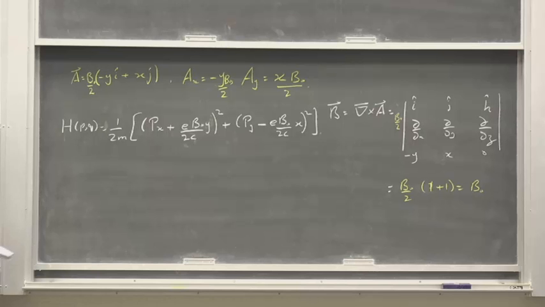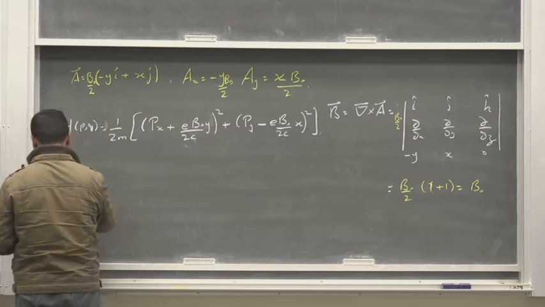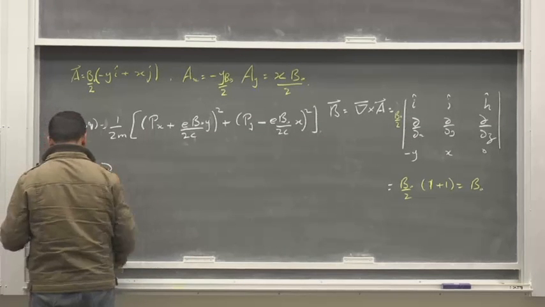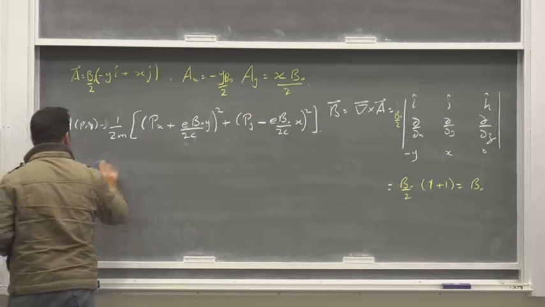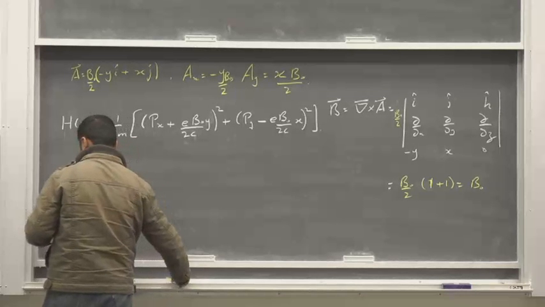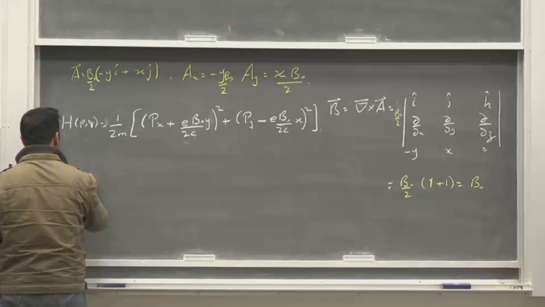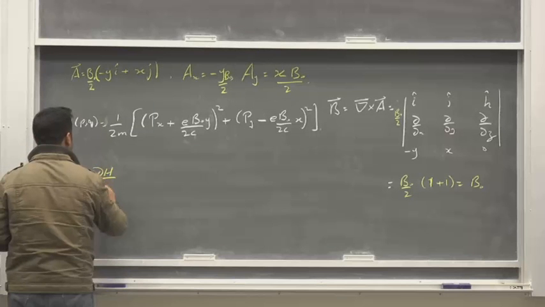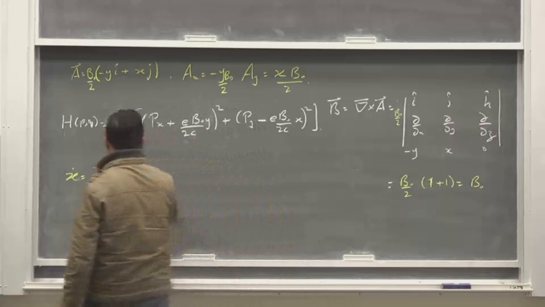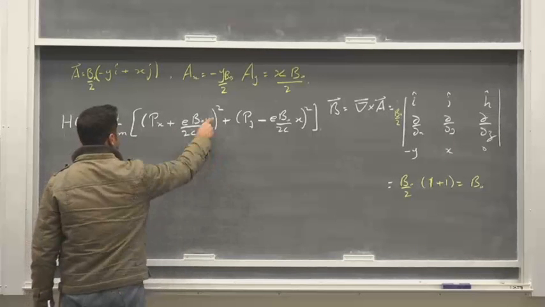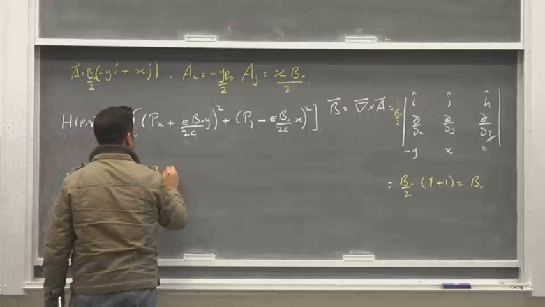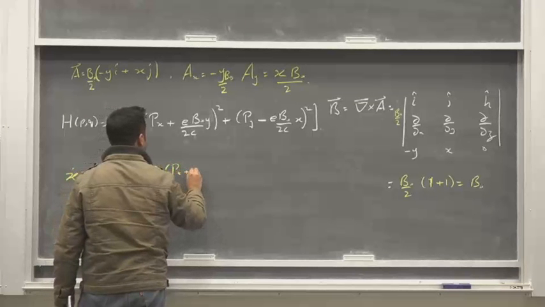And now I can find the Hamilton's equations. Let's first write the x equations. X dot was just dH over dx. So what comes from here? 1 over 2m. Px is only over here.